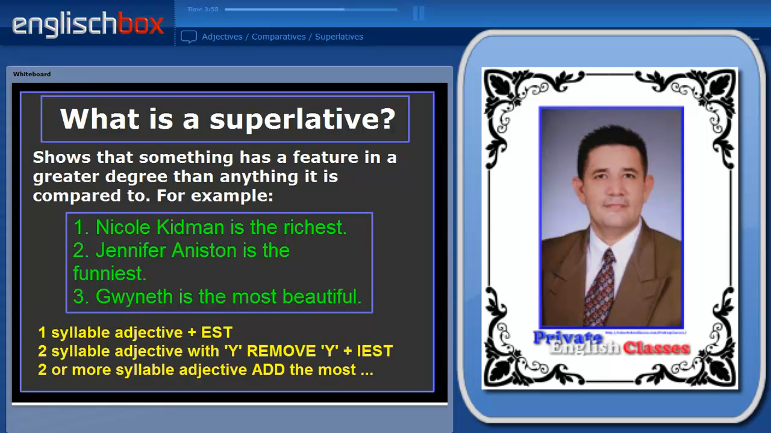Here you have the superlative form. If you have a one-syllable adjective, you add est. Tall becomes tallest, for example. If you have a two-syllable adjective ending in Y, you remove the Y and add iest. So funny becomes funniest. And if you have a two or more syllable adjective, then you add most before the adjective, or the most. So the most beautiful, for example.